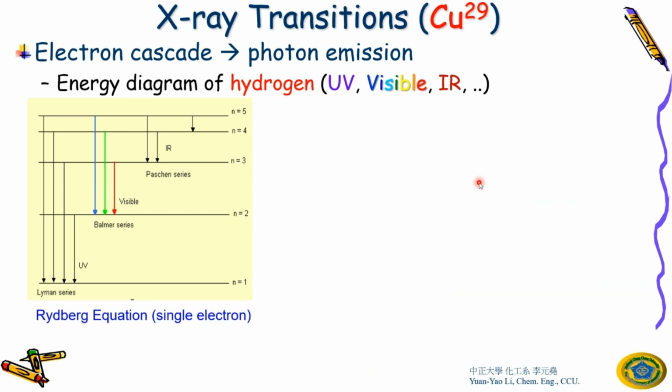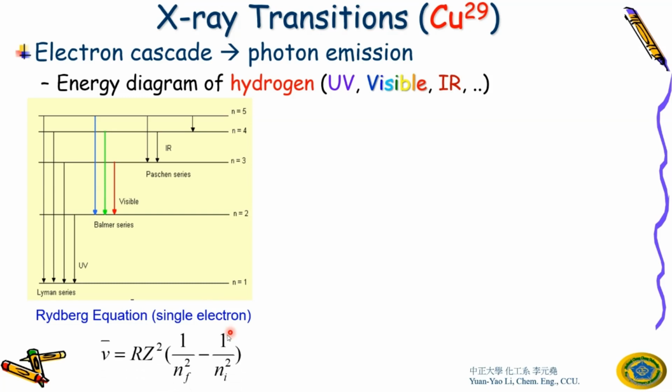So I hope you still remember the Rydberg equation. The Rydberg equation tells you that this is the Lyman series, this is the Balmer series, this is the Paschen series. Okay? The energy cascade to n equal to 2 is called the Balmer series, and cascade to n equal to 1 is the Lyman series. So we can use the Rydberg equation to represent single electrons, following the Bohr atomic model, right?